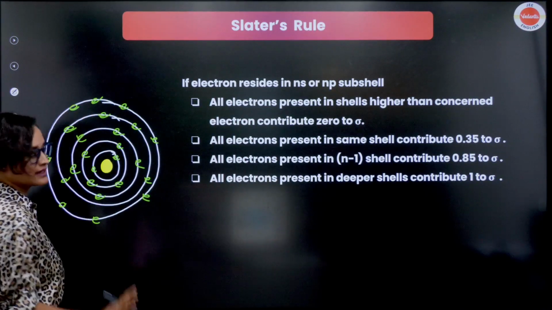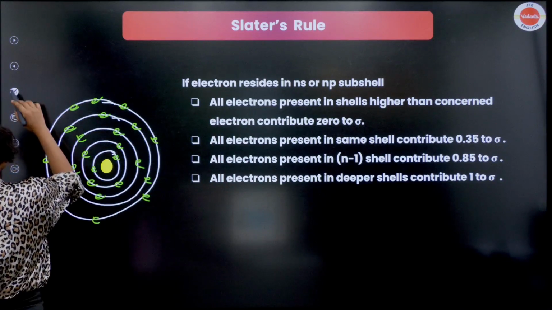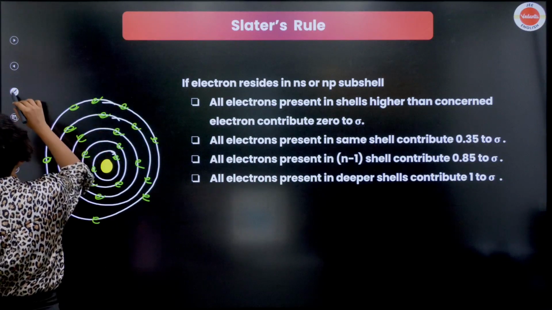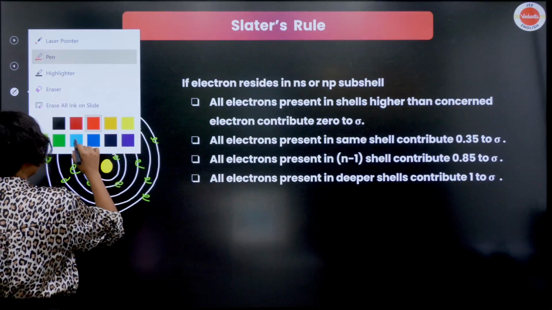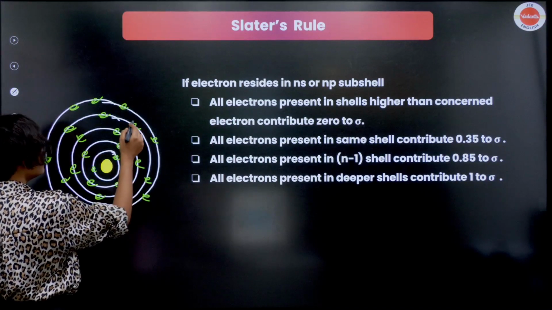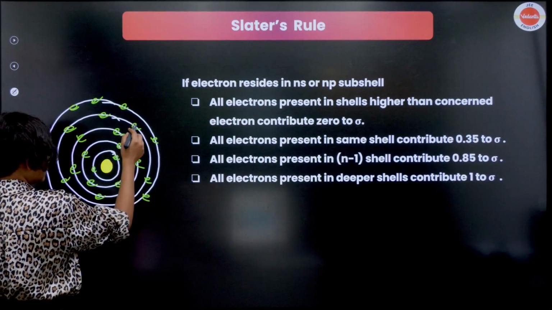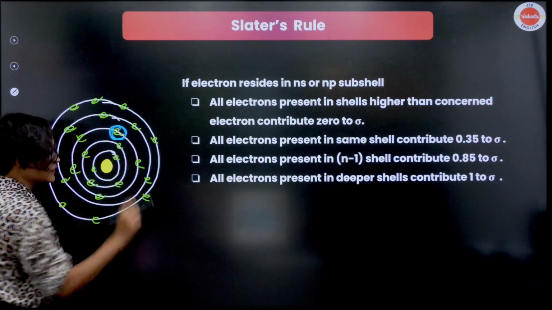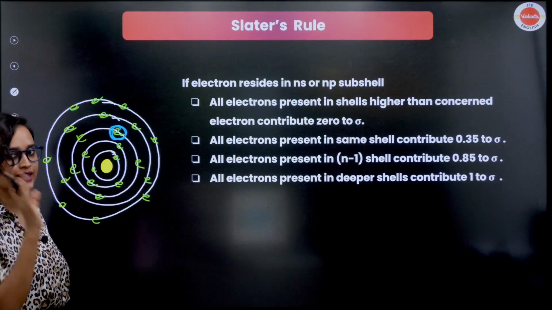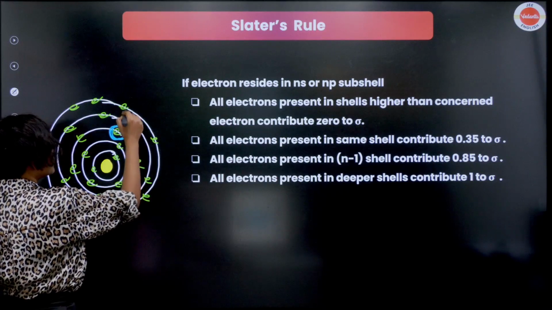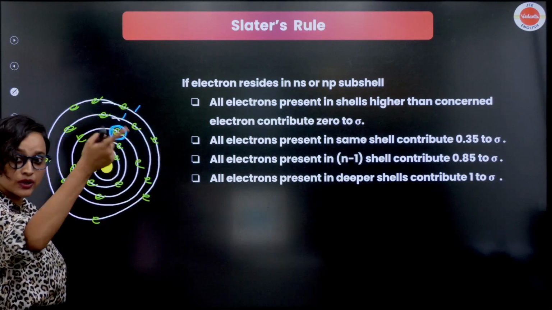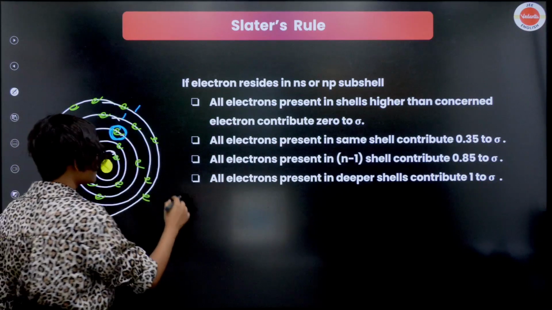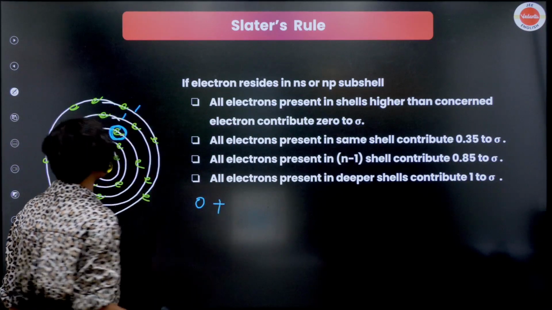Now let's just say that I want to find out what is the Z effective charge on this electron, this blue electron. What is the Z effective charge? Now this shell and this shell are outside. Will they contribute? No. So 0 plus.